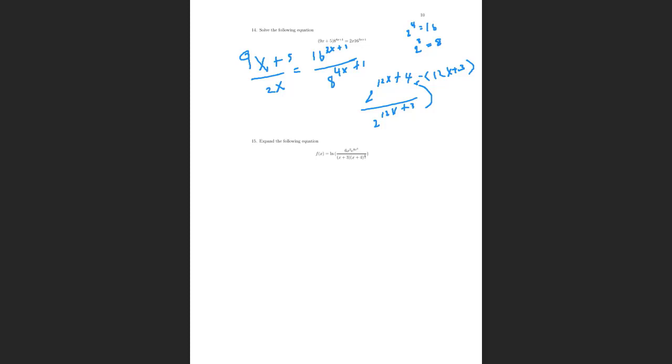So we're just going to have 9x plus 5 equals 4x. So then you just get 5x equals minus 5. So we're going to have 5x equals minus 5. So you get x equals negative 1.